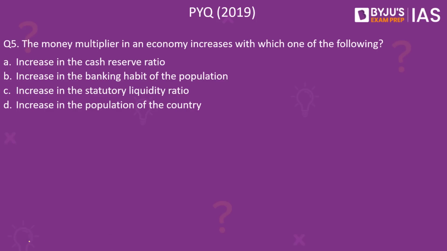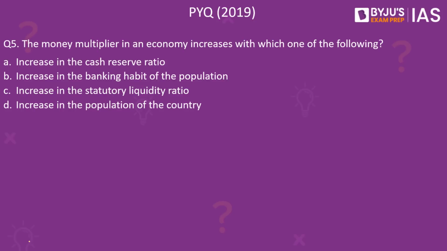Moving on to the last question of the day. This is a question from the UPSC 2019 General Studies Paper 1. The question reads, the money multiplier in an economy increases with which one of the following? The four options are as follows. Option A, increase in the cash reserve ratio. Option B, increase in the banking habit of the population. Option C, increase in the statutory liquidity ratio. And option D, increase in the population of the country.